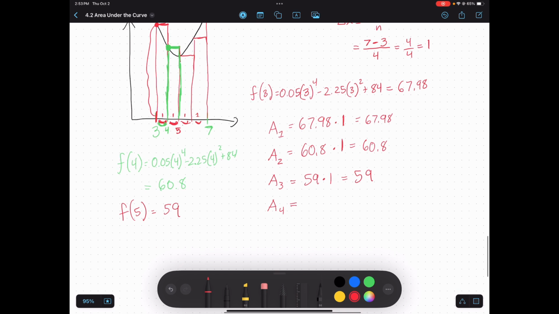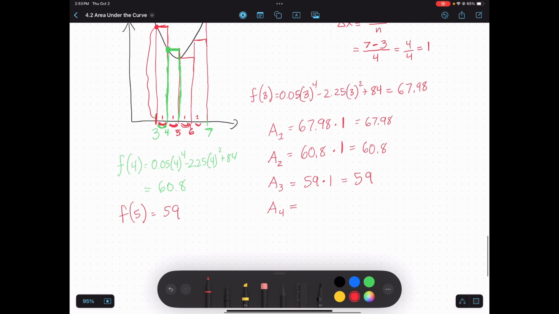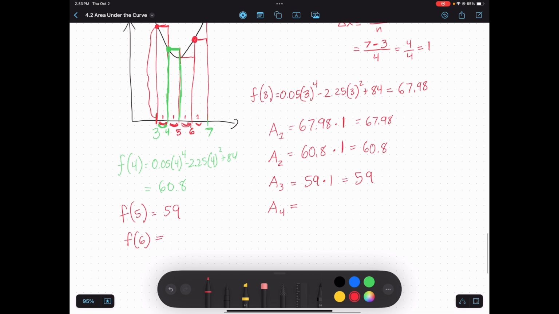Fourth rectangle, once again, I'll move one more spot over to the right to get my next x value. Well, that's just 6. I'm going to find the y value at 6, which is just up here. You get 67.8. So 67.8 is your height, multiplied by your width, which is still just 1. And you get 67.8 as the area of that fourth rectangle.